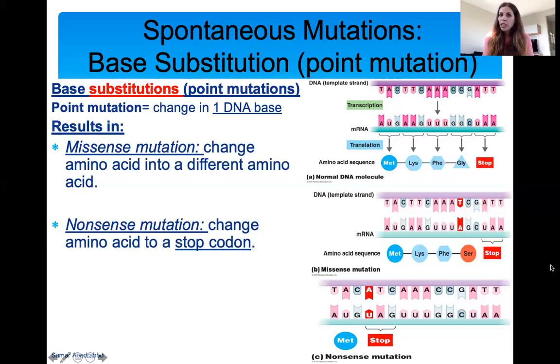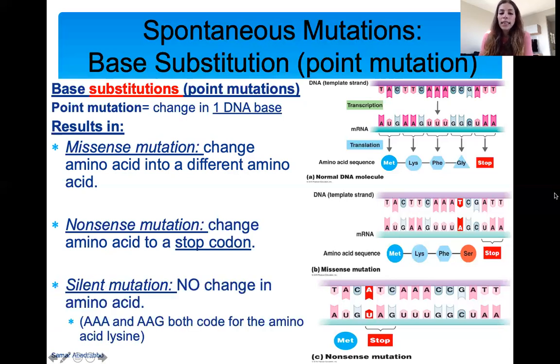If you actually change the amino acid to a stop codon, we call that a nonsense mutation. And if the change from one DNA base to a different DNA base resulted in the same amino acid, we call that a silent mutation because nothing happened.